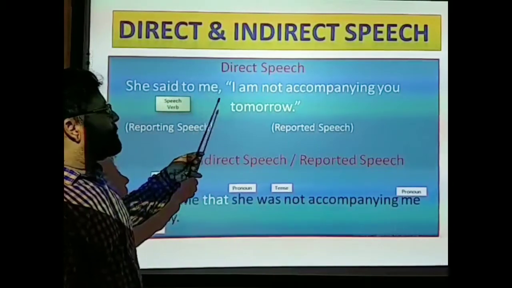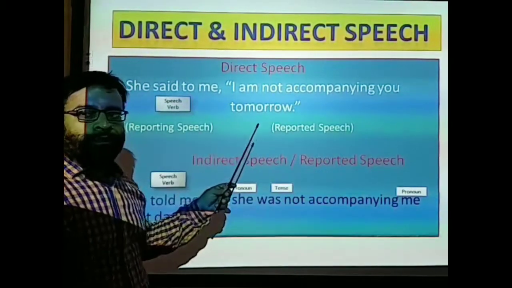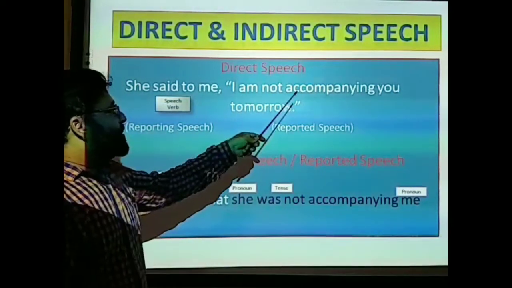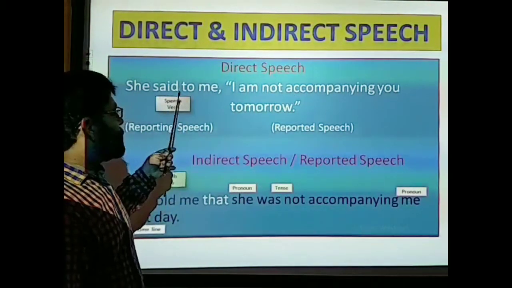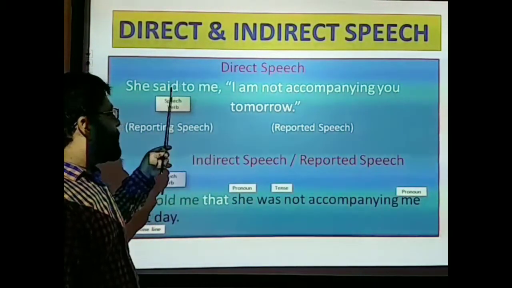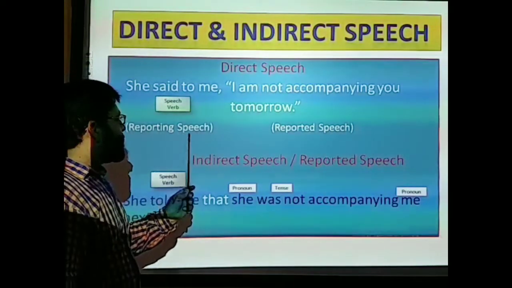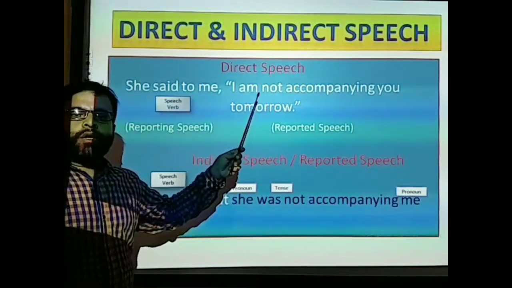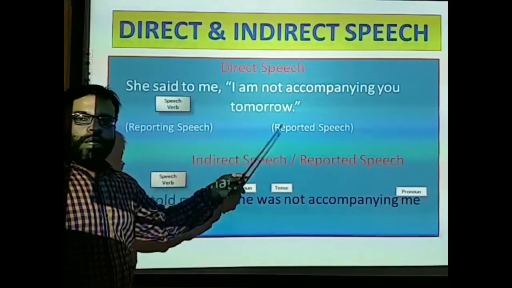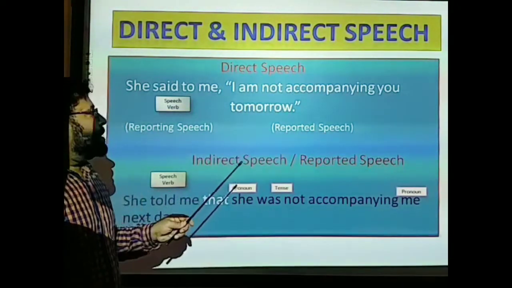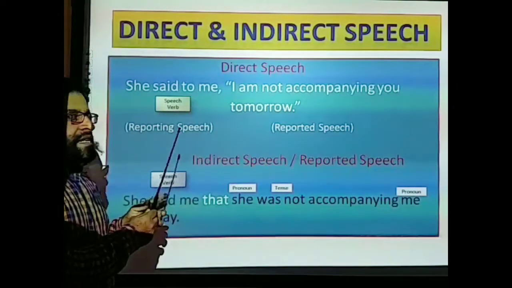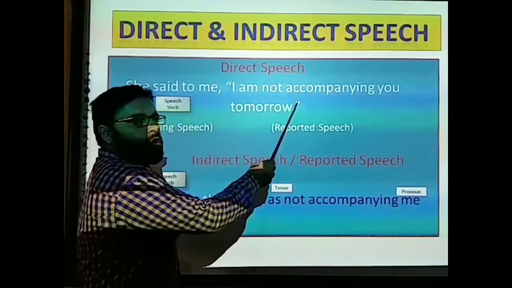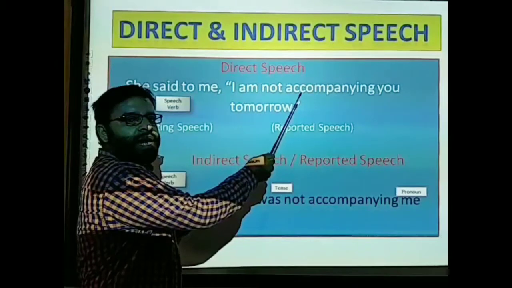She said to me, "I am not accompanying you tomorrow." This direct speech sentence has two parts or two clauses. The clause which is outside the inverted commas is called reporting speech, and the clause which is within inverted commas is called reported speech. When we convert from direct to indirect speech, all the changes occur in the clause within inverted commas.